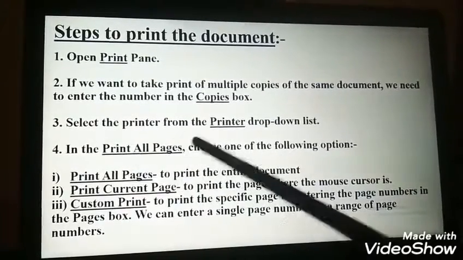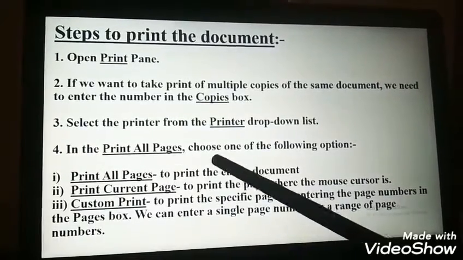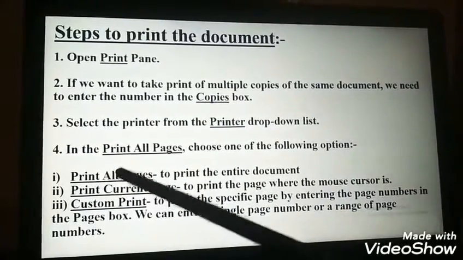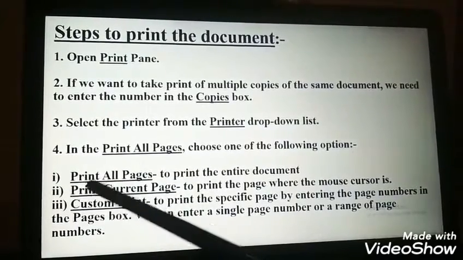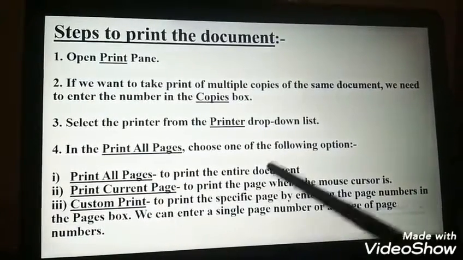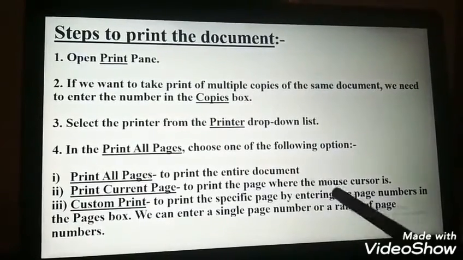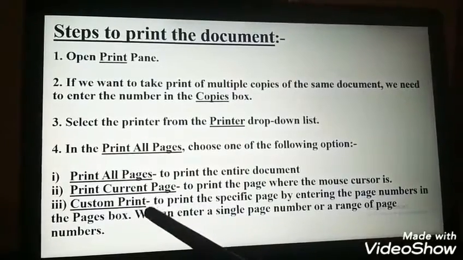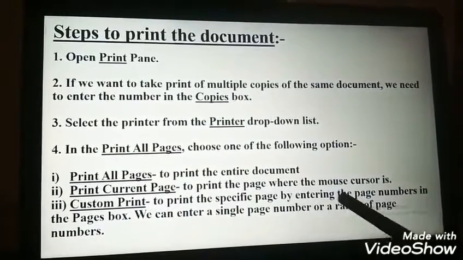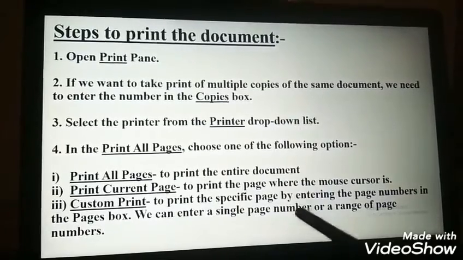Then we have to select the printer from the printer drop down list, and in the print all pages list, choose one of the following options. These three options will be there. Print all pages means to print the entire document. Print current page means to print the page where the mouse cursor is, that is, the current page. Custom print is to print specific pages by entering the page number in the pages box, right? We can enter a single page number or a range of page numbers.